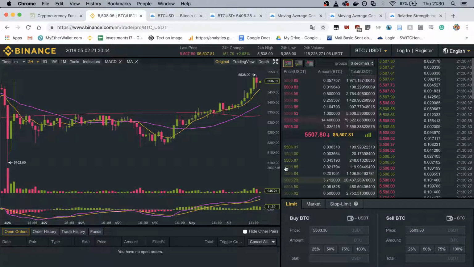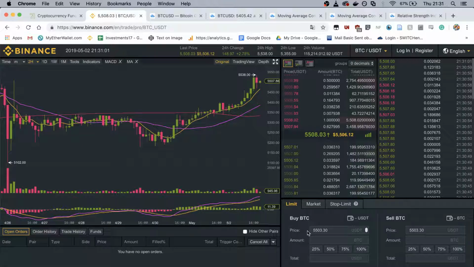So you might say $5,505 is your fair price. So you'll set that in and set it. And the good thing about a limit order is that you will always trade at the price that you specify, at the exchange rate that you're specifying down here.